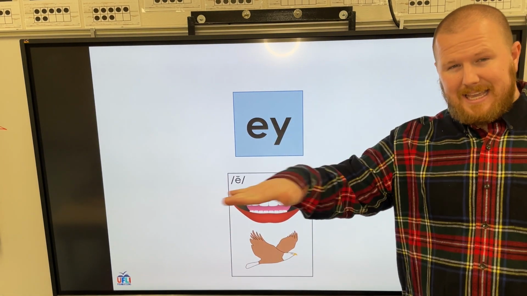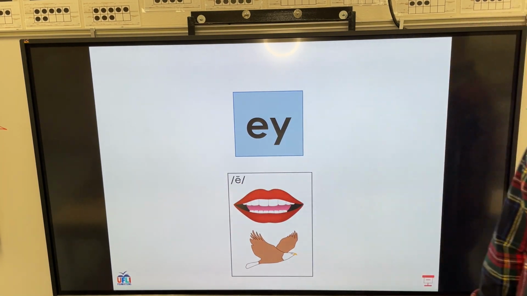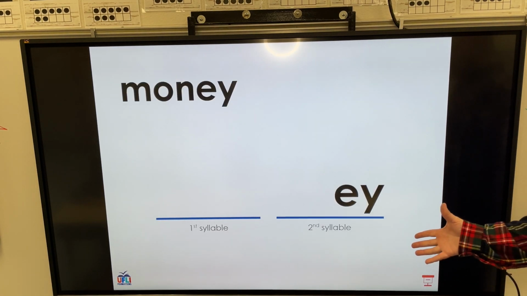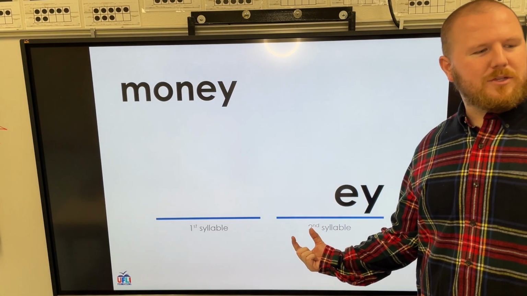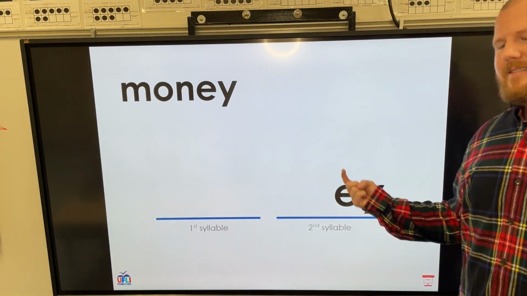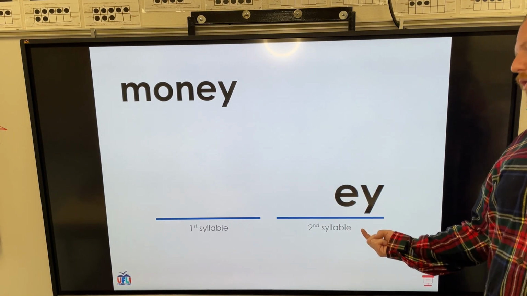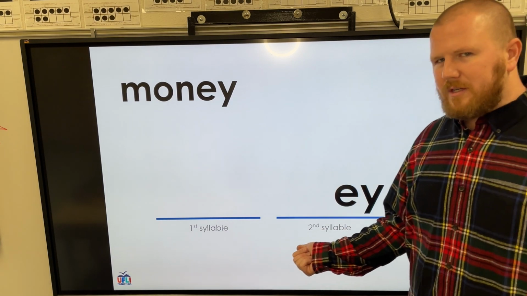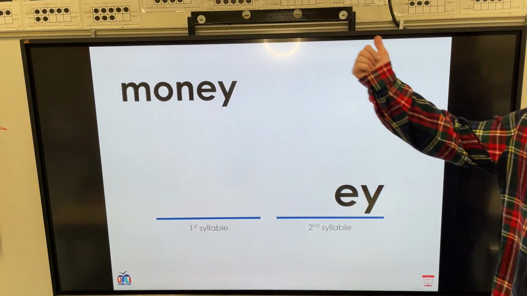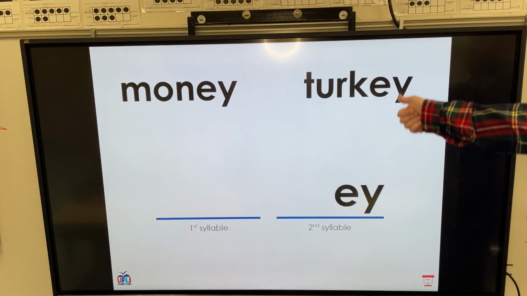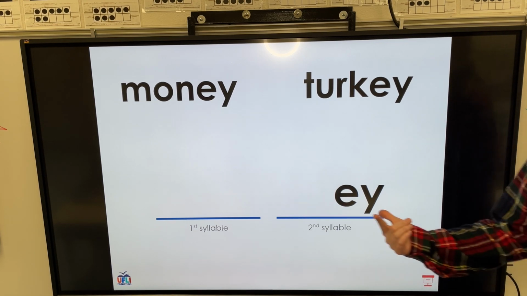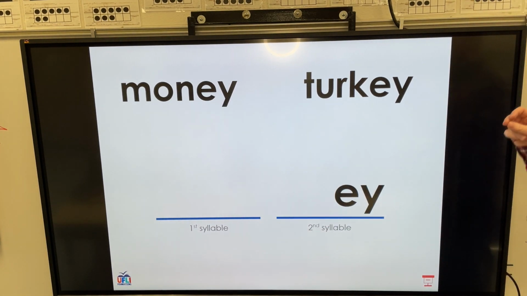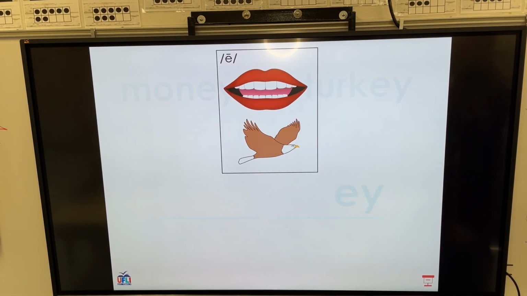Also says E, like in the word key. So let's take a look. This one, notice how they broke this up. Do you see this? First syllable, second syllable. So they're saying that it's going to be in the second syllable, and the Y kind of gives it away that it's going to be towards the end. It wouldn't be near the beginning. But money and turkey. I was thinking monkey, but all right. So those are some of our spelling patterns for EY.